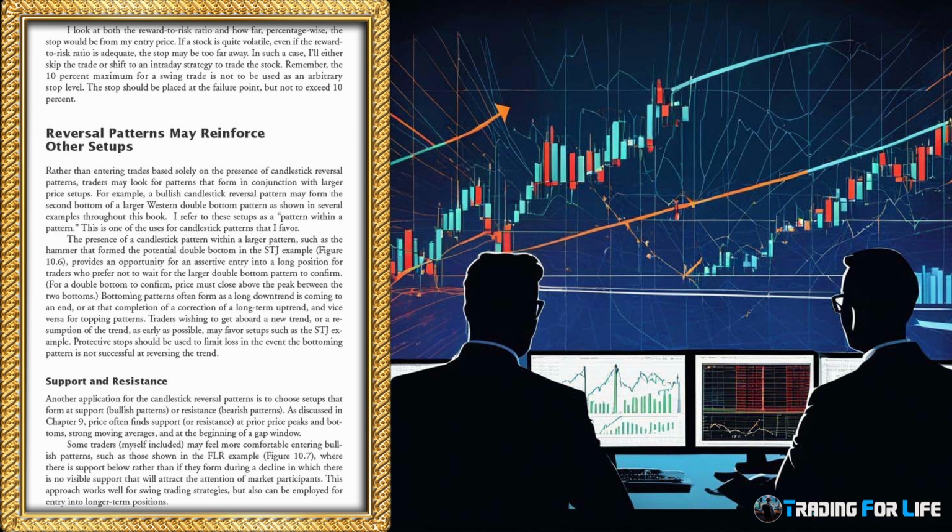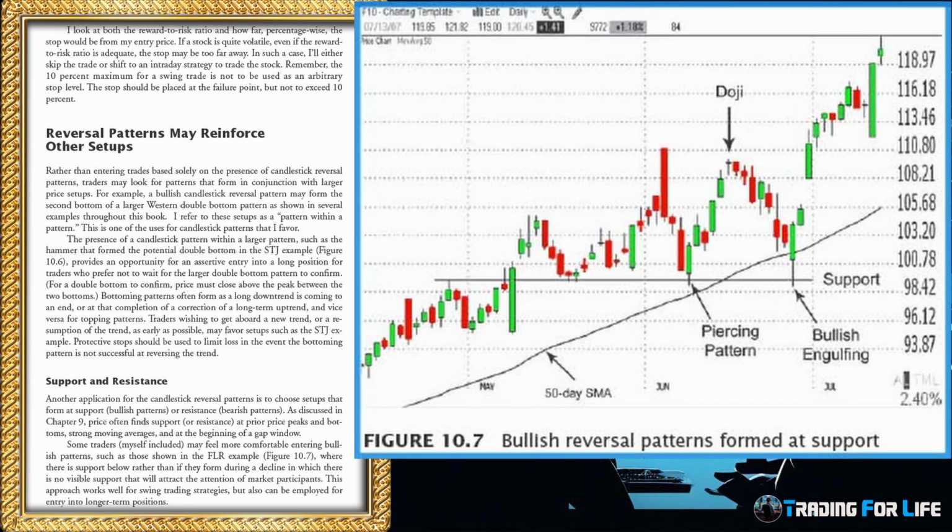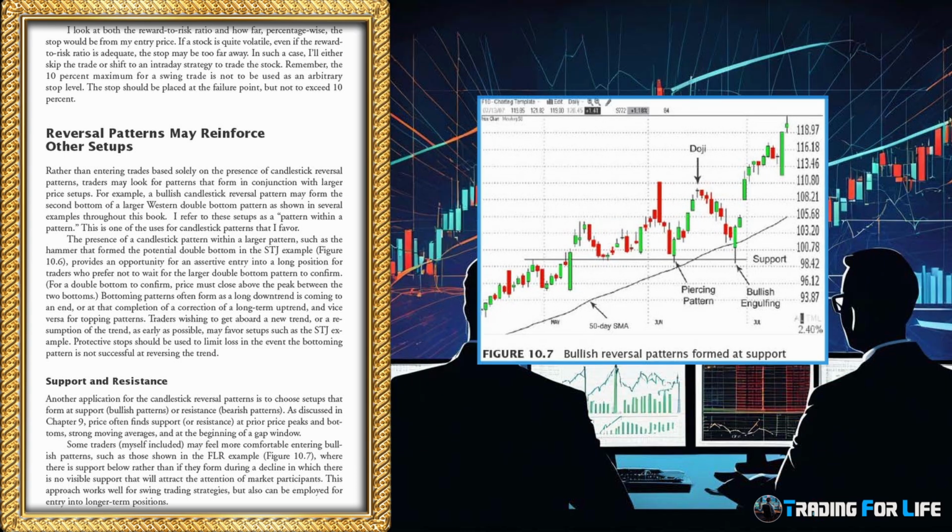Support and resistance. Another application for the candlestick reversal patterns is to choose setups that form at support, bullish patterns, or resistance, bearish patterns. As discussed in Chapter 9, price often finds support or resistance at prior price peaks and bottoms, strong moving averages, and at the beginning of a gap window. Some traders, myself included, may feel more comfortable entering bullish patterns, such as those shown in the FLR example, Figure 10.7, where there is support below, rather than if they form during a decline in which there is no visible support that will attract the attention of market participants. This approach works well for swing trading strategies, but also can be employed for entry into longer-term positions.